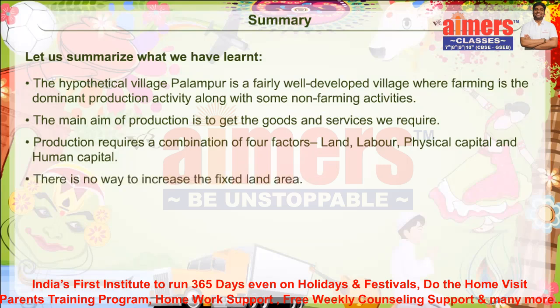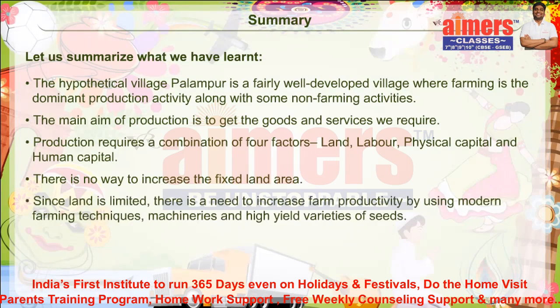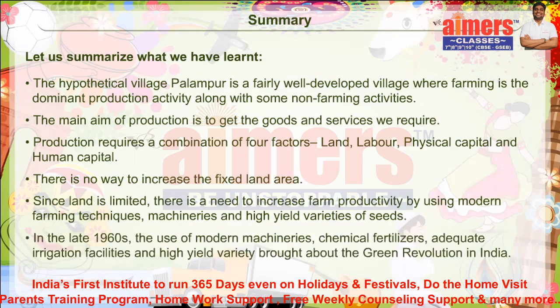There is no way to increase the fixed land area. Since land is limited, there is a need to increase farm productivity by using modern farming techniques, machineries, and high-yield varieties of seeds. In the late 1960s, the use of modern machineries, chemical fertilizers, adequate irrigation facilities, and high-yield variety seeds brought about the Green Revolution in India.